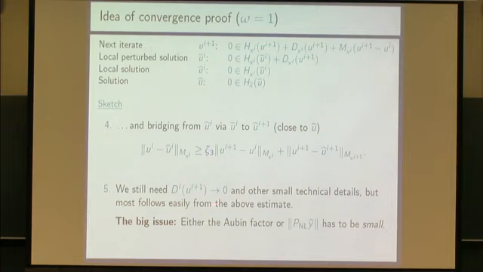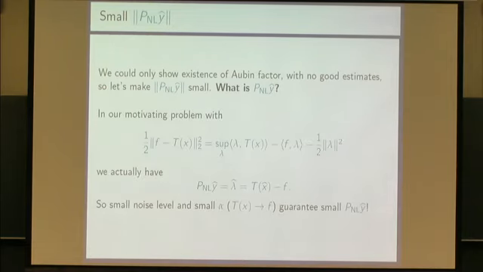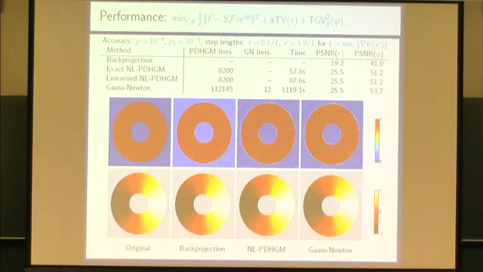That's not difficult. But then we also need the open factor to be small. Well, the open factor is small if the noise level is low. No, it is not small, but the nonlinear part of the dual variable, which just corresponds to our noise model, or the distance between that, can be made small if the noise level is small and the regularization parameter is small.